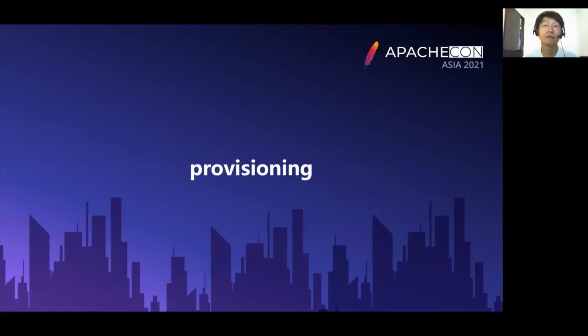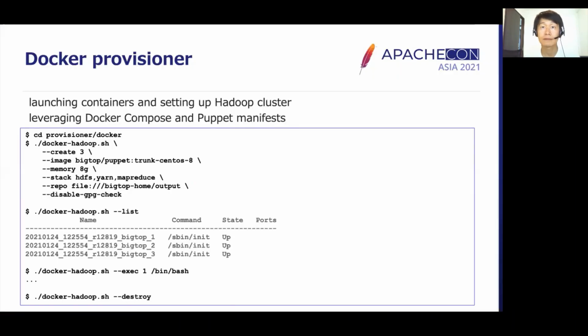I'm going to talk about provisioning stuff next. Docker Provisioner is a tool for setting up a Hadoop cluster on localhost for testing. You'll need Docker Compose in addition to Docker for this. The example command lines shown in this slide create 3 CentOS 8 containers and set up HDFS and YARN services.